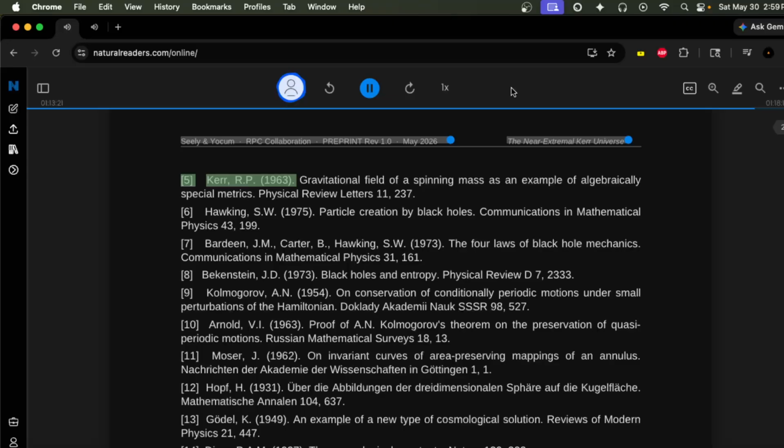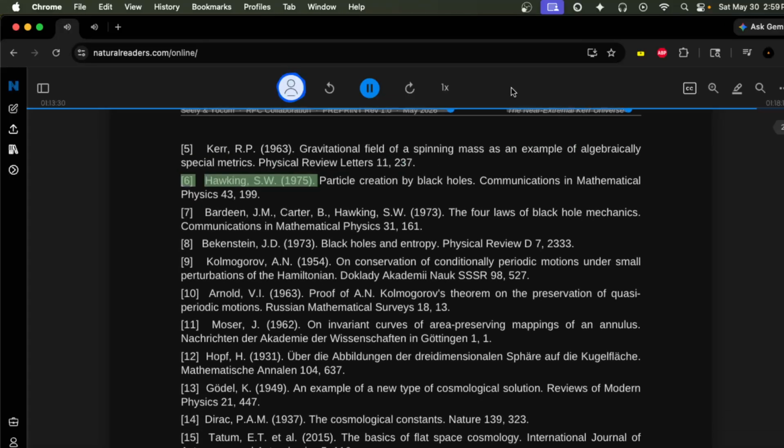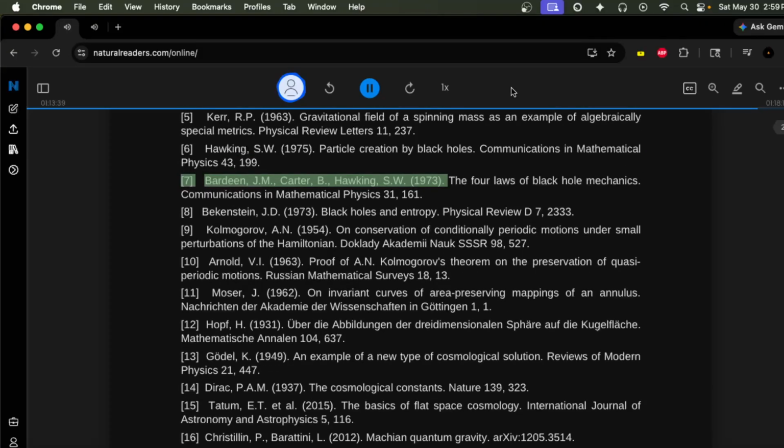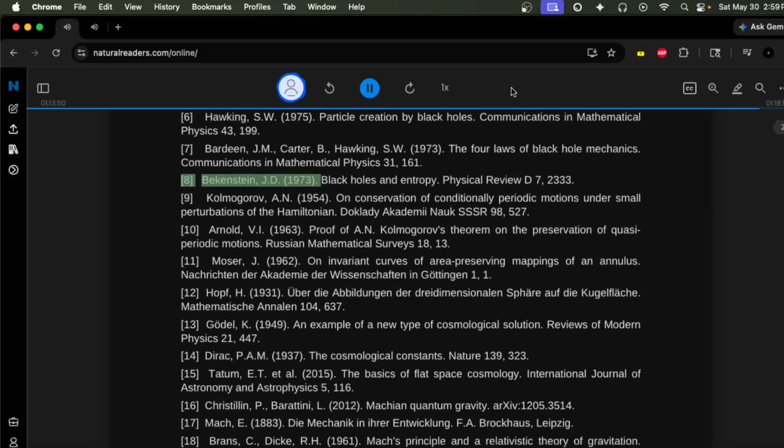20140237. Kerr, R.P. Gravitational field of a spinning mass as an example of algebraically special metrics. Physical Review Letters 11, 237. Hawking, S.W. Particle creation by black holes. Communications in Mathematical Physics 43, 199. Bardeen, J.M., Carter, B., Hawking, S.W. The Four Laws of Black Hole Mechanics. Communications in Mathematical Physics 31, 161. Bekenstein, J.D. Black Holes and Entropy.